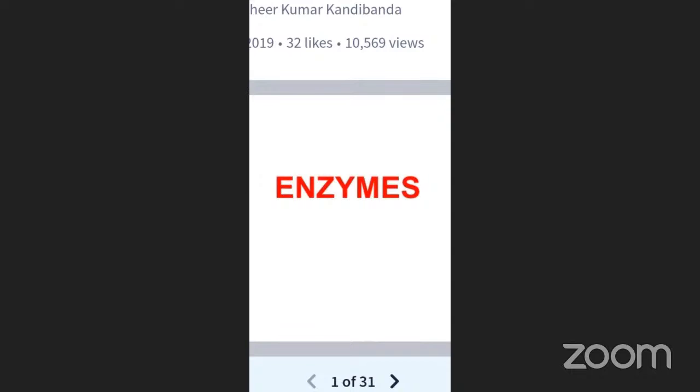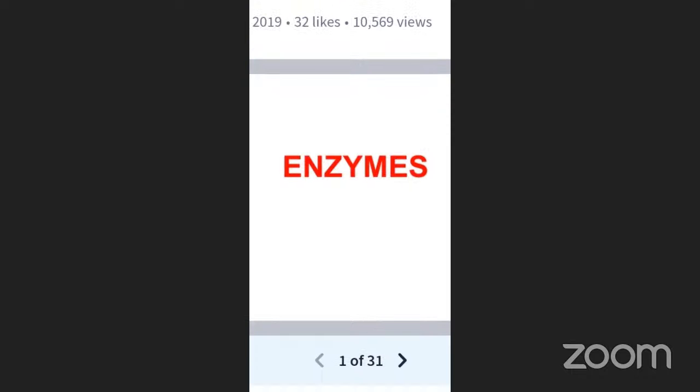Turnover number. So what is the turnover number? It is the number of substrate molecules converted by one molecule of the enzyme per second, when its active site is saturated with the substrate. That we call the enzyme turnover number. The highest turnover number among enzymes is that of carbonic anhydrase.